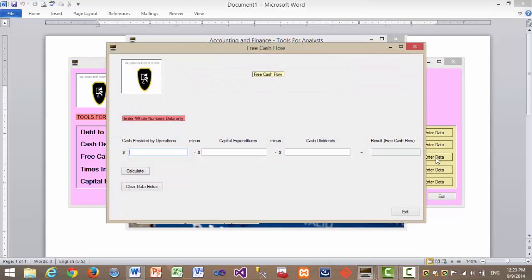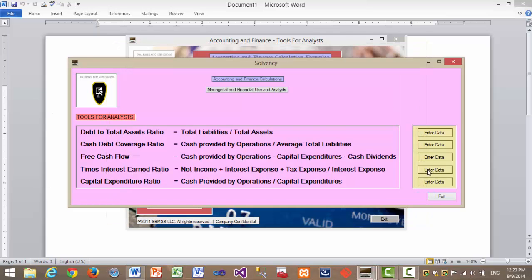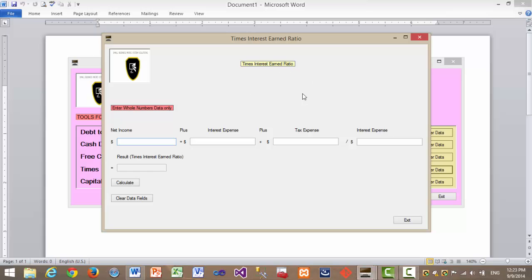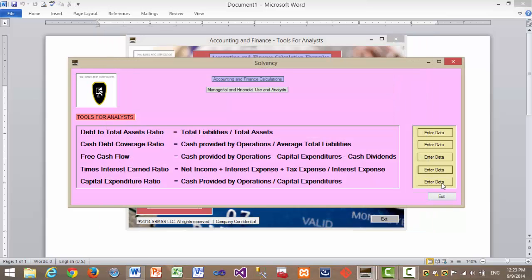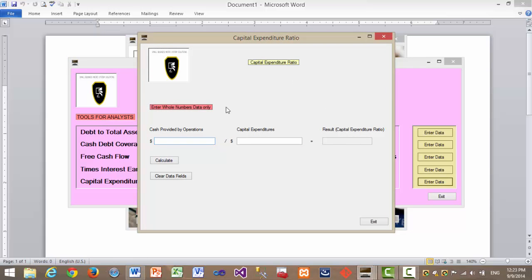Free cash flow is cash provided by operations on your financial statements minus your capital expenditures minus your cash dividends from your financial statements, which gives you the result of free cash flow. You have your times interest earned ratio, which is your net income plus your interest expense plus tax expense divided by interest expense. And your last one is your capital expenditure ratio, which is cash provided by operations divided by capital expenditures. It gives you the result of your capital expenditure ratio.